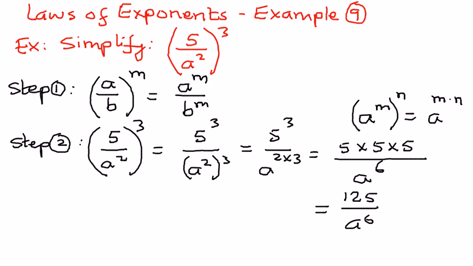So when we had 5 over a to the power of 2, the whole thing raised to the power of 3, we used two of the laws of exponents in here. We used the quotient rule, and we also used the power rule. So to simplify an example of this type, we can use more than one law to solve the problem. Sometimes we may have to use more than one rule to solve a problem, and this is a good example of that type of situation.